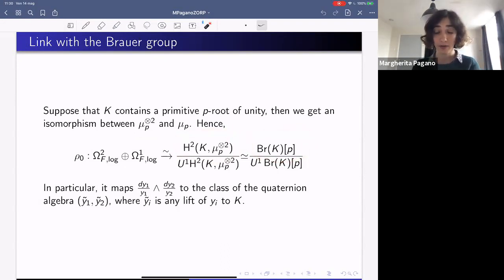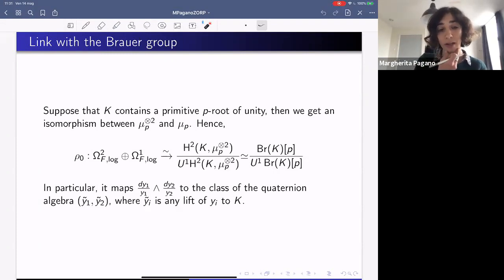And therefore, we have an induced isomorphism that, with abuse of notation, I will still denote by rho 0, that goes from the 2 logarithmic forms on F, direct sum, the 1 logarithmic form on X, on the quotient of the P torsion of the Brauer group of K, with the first piece of the induced filtration on the P torsion of the Brauer group of K.